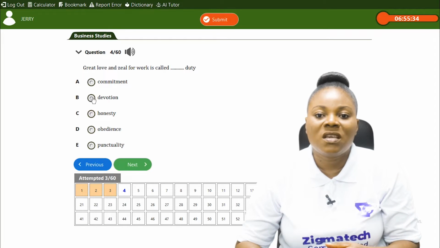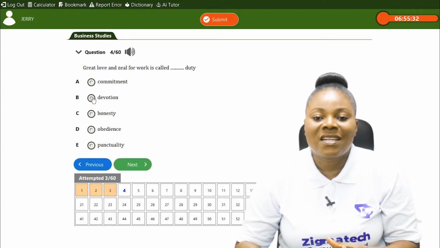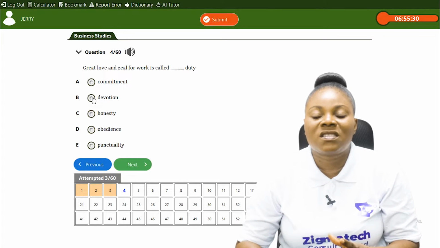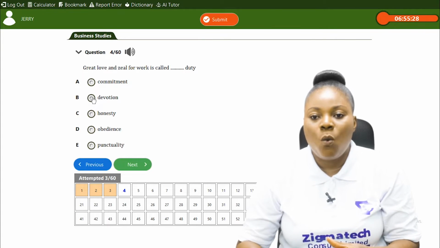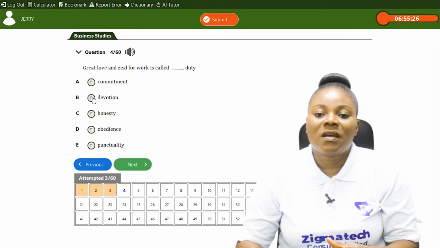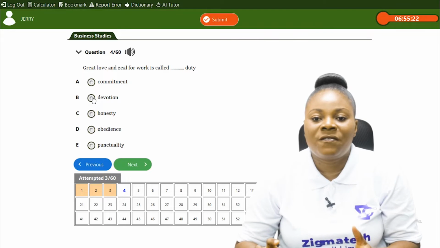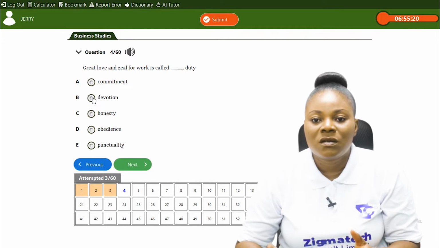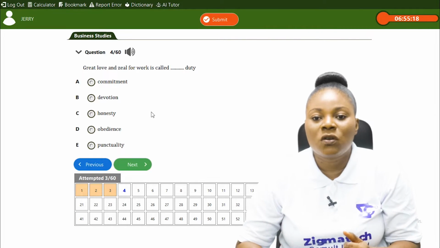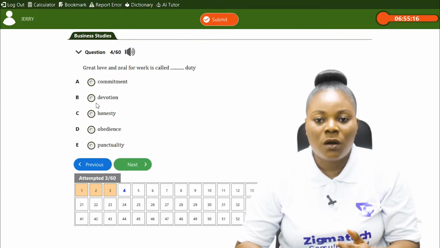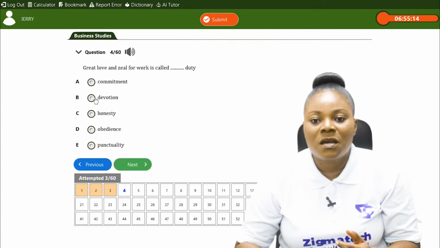Devotion to duty is the extent of love, the extent of zeal you have for your work. It determines the rate of effort, the love, the passion, the zeal that you have for work. It shows that you are devoted to your duty. So the correct answer here is B, devotion to duty.